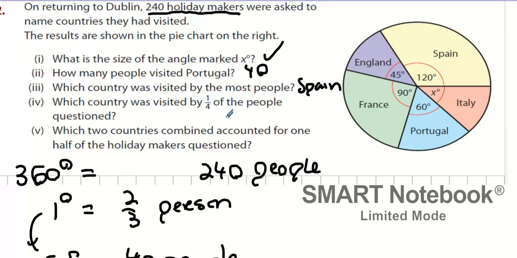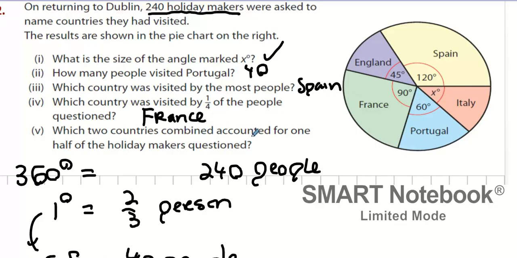Which country was visited by a quarter of the people? 1/4. A quarter of a pizza. What do you think? France. France is 90 degrees, a quarter of it.